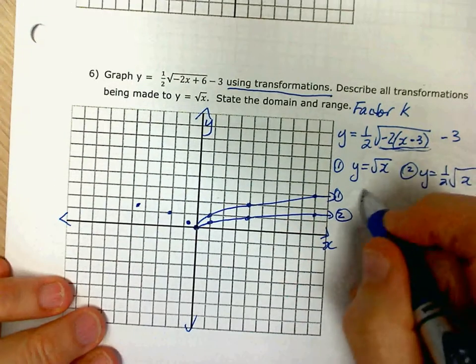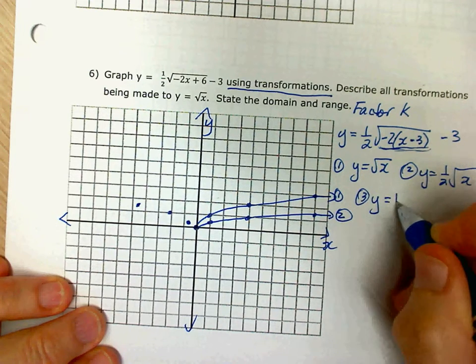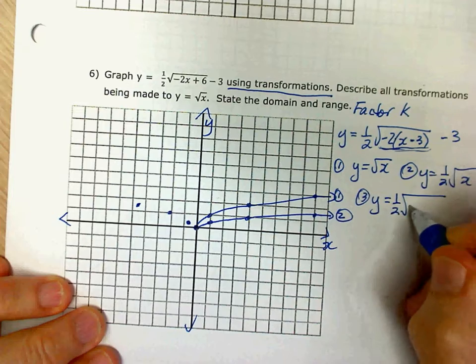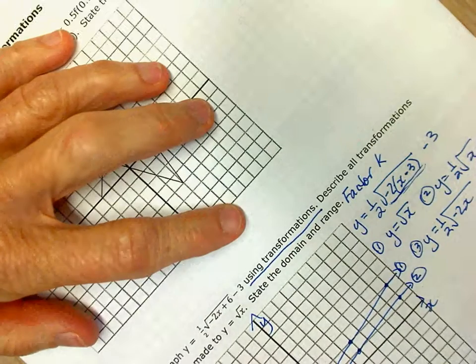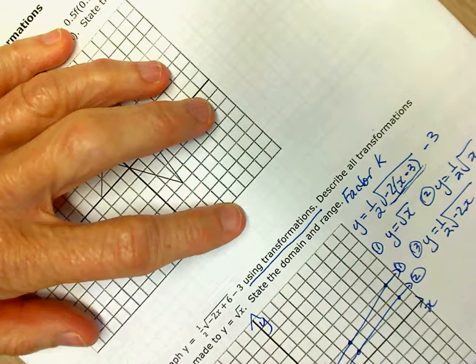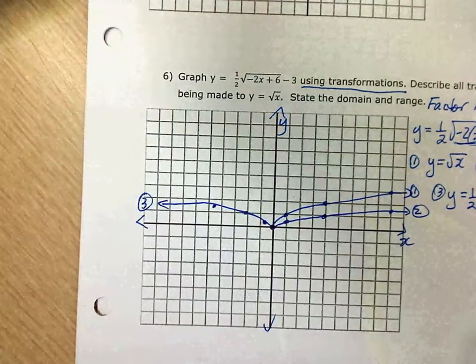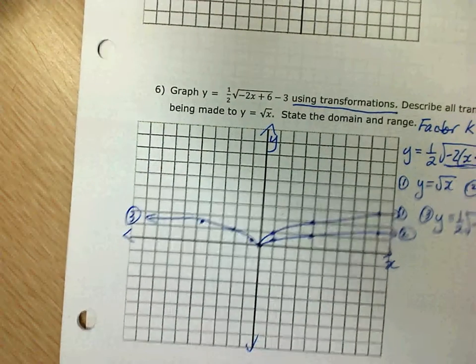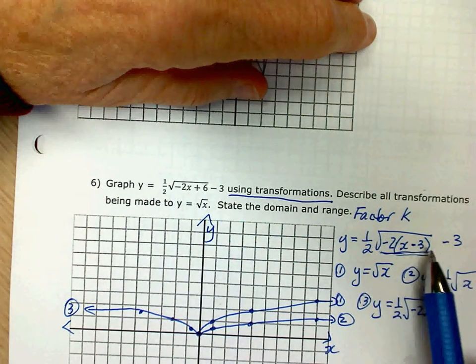So right now what we have just drawn is y equals 1/2 root negative 2x. So this is going to look like this. And this is graph number 3. So now finally we can do the horizontal and vertical translations.